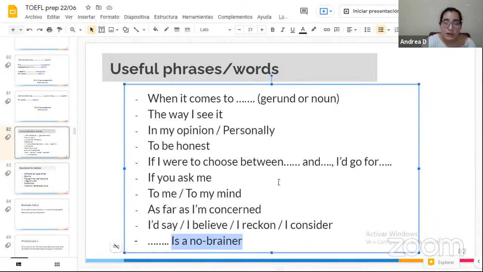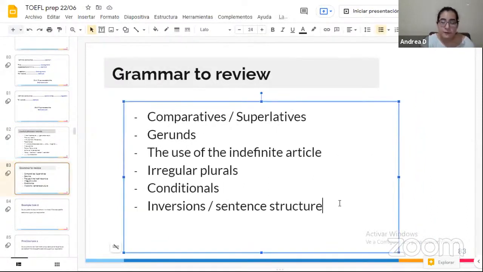What else? There are some grammar things that I've noticed that, you know, a lot of people struggle with, and those would be like comparatives and superlatives.